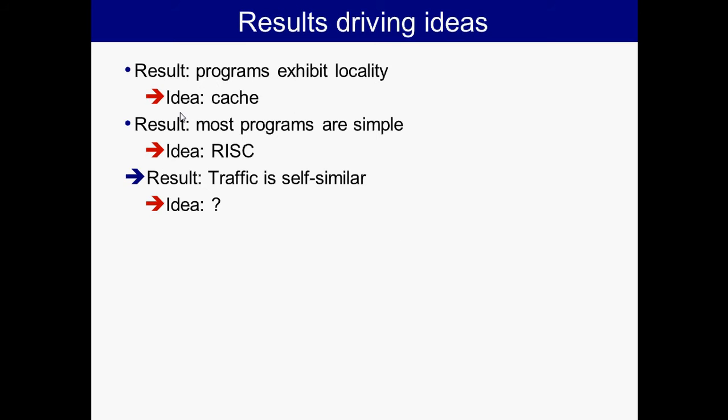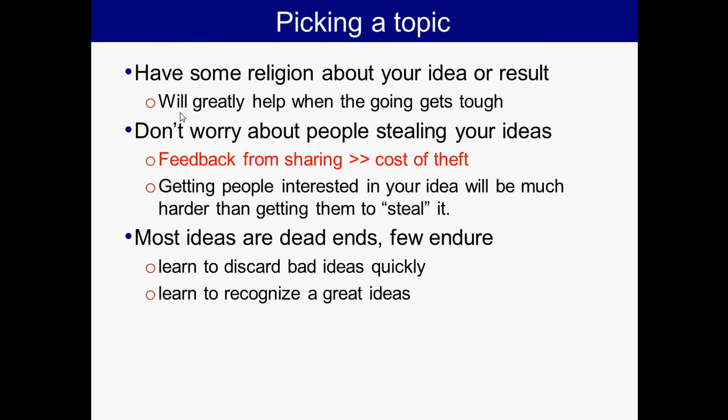Result driving idea is that a program exhibits locally, so that from that issue you can get cache issues. Some research says most problems are simple. The idea is risk ideas, and so on and so forth. So you can get some idea.